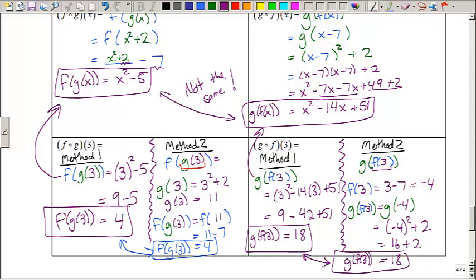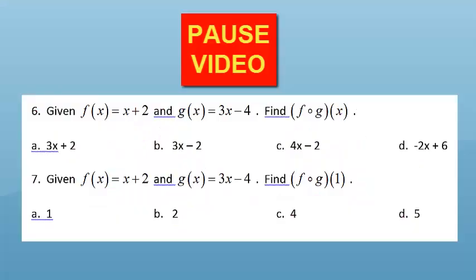Notice it's the same answer. And it's the same answer because we were asking the same question, just using two different methods. You can use either method that you like, or you could use method 1 if you found f of g of x previously, and method 2 if you haven't found f of g of x previously.